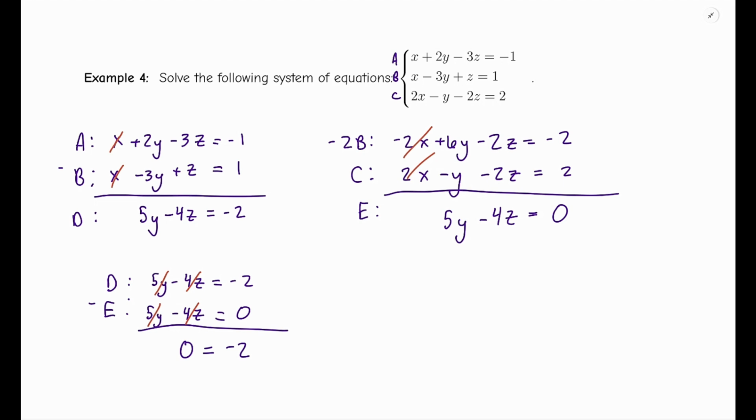Thankfully, just like with two equations and two variables, whenever you get a number equal to a different number, that implies no solution, and we are done.